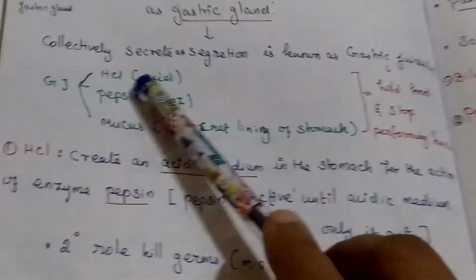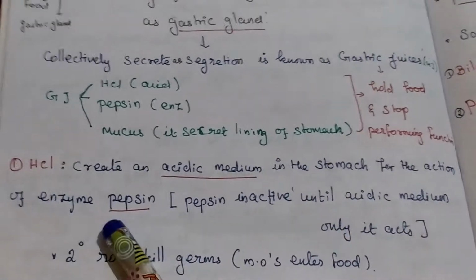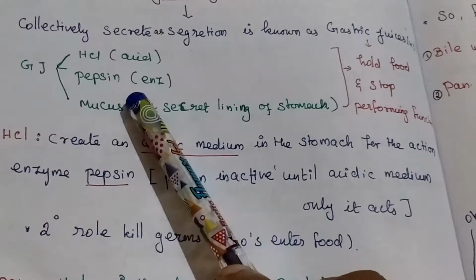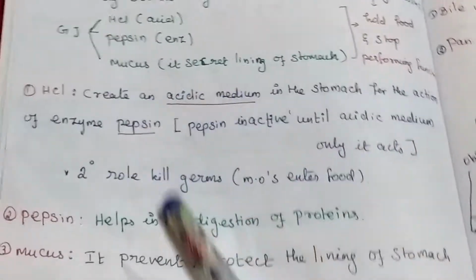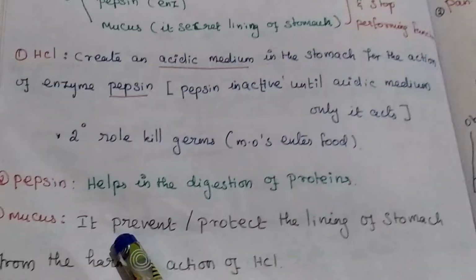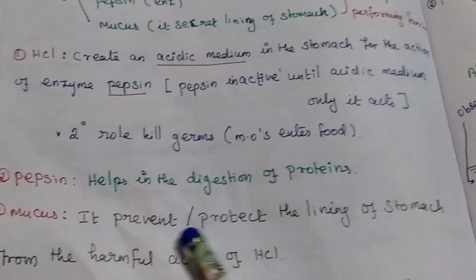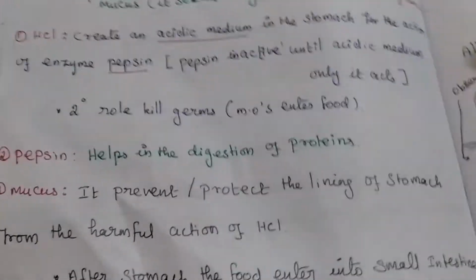What is the role of HCl? It will create an acidic medium in the stomach for the action of enzyme pepsin. Second role, to kill microorganisms that enter with food. Second one is enzyme pepsin, which helps in the digestion of protein molecules. Third one is mucus. It protects the lining of the stomach from the harmful action of HCl.